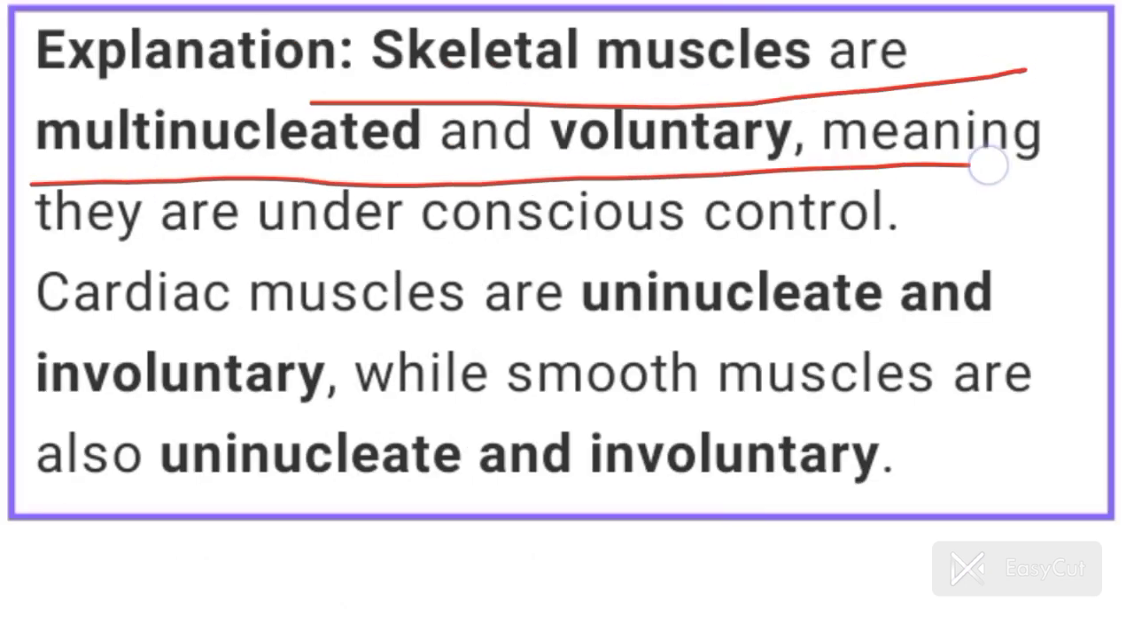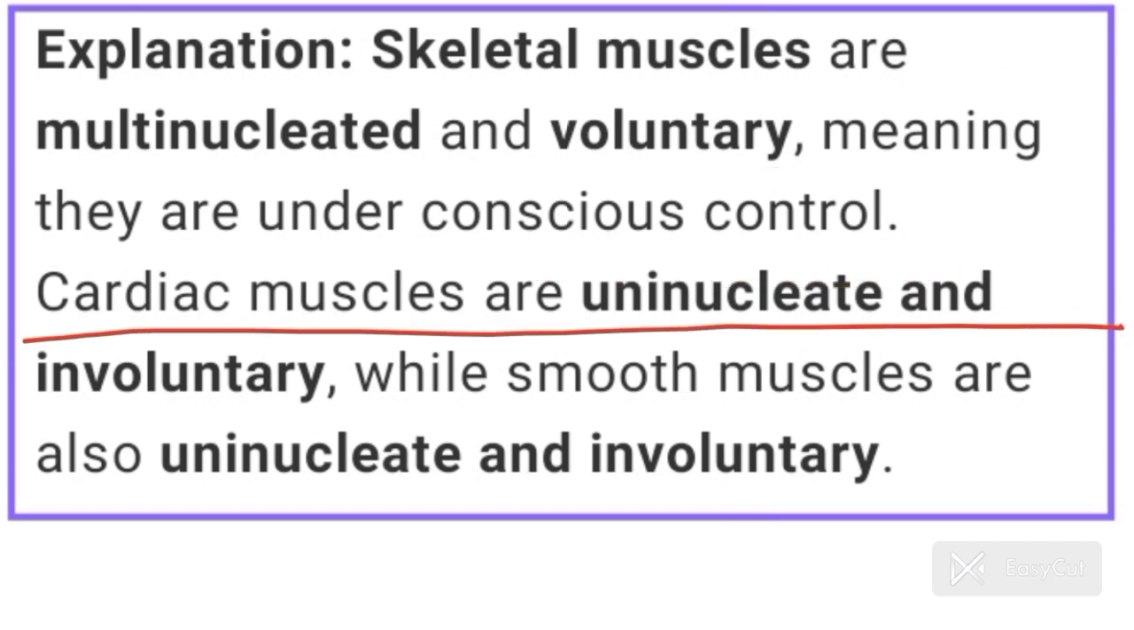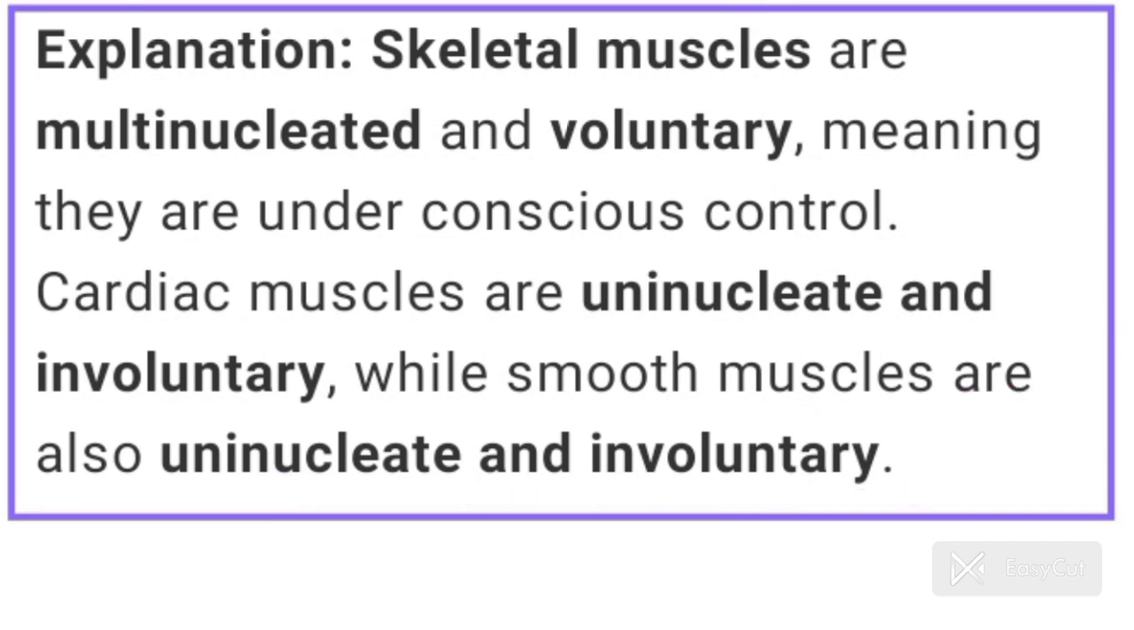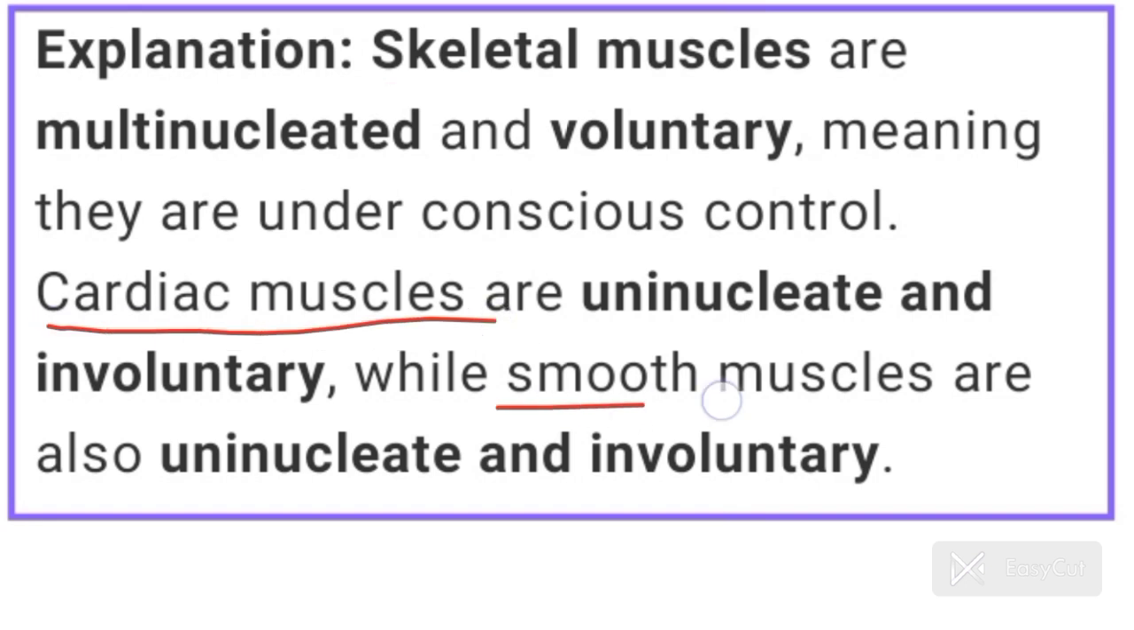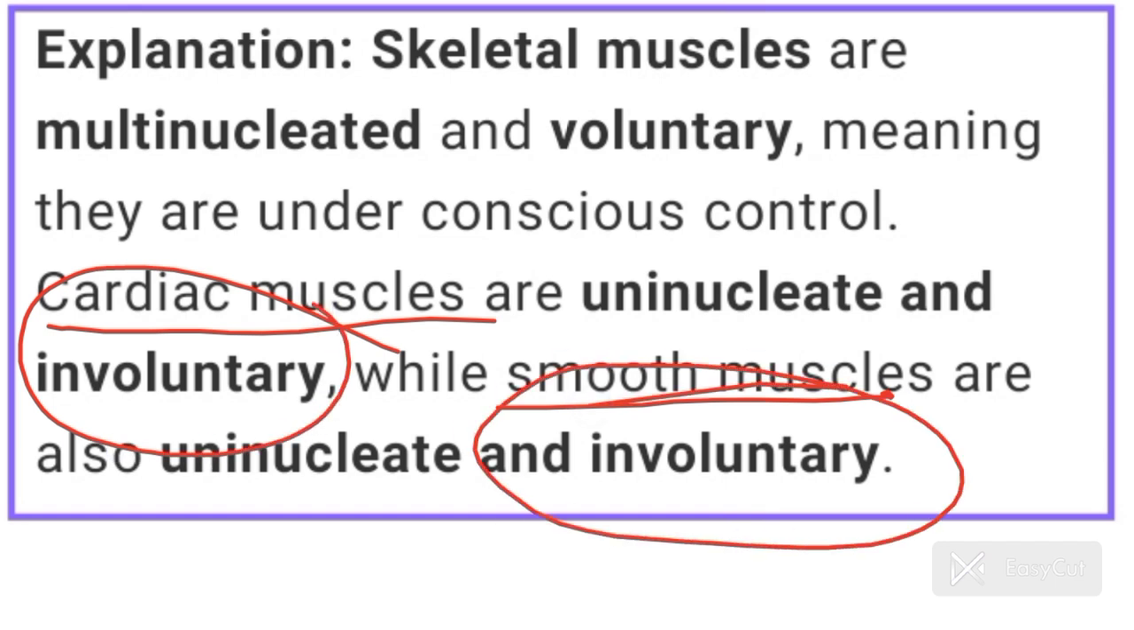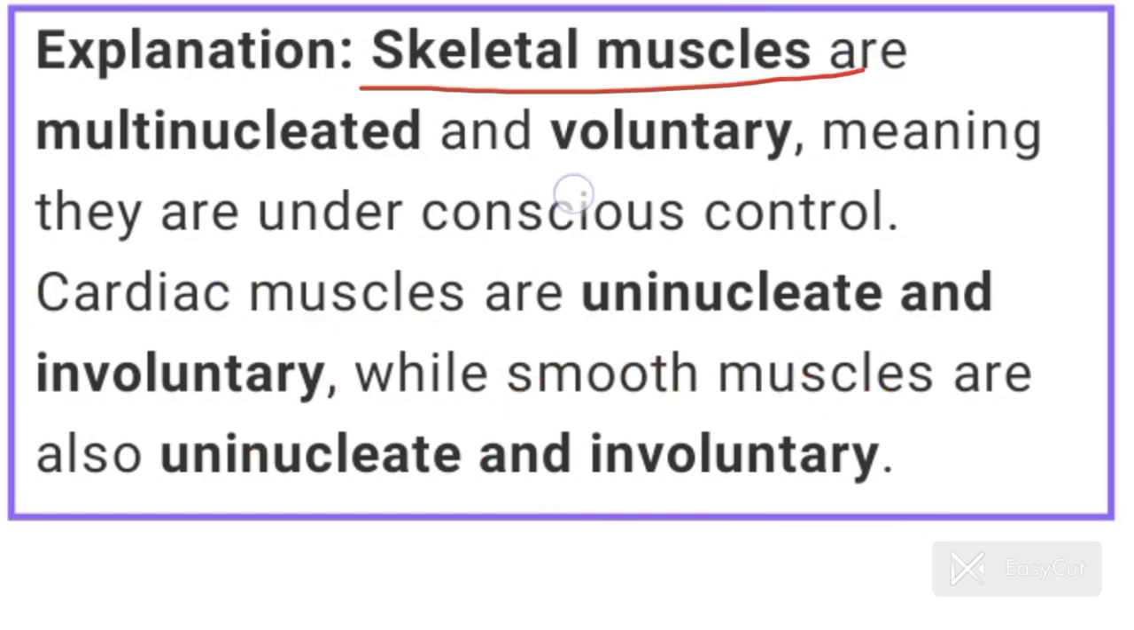Skeletal muscles are multinucleated and voluntary, meaning they are under conscious control. Cardiac muscles are uninucleate and involuntary, while smooth muscles are also uninucleate and involuntary. In case of cardiac muscle and smooth muscle, only single nucleus is present. But in case of skeletal muscle, more than one nucleus are present. And cardiac muscle and smooth muscle, these both muscles are involuntary in nature. We cannot control the functioning of cardiac muscle and smooth muscle. But skeletal muscles are voluntary, means we can control the functioning of skeletal muscle.